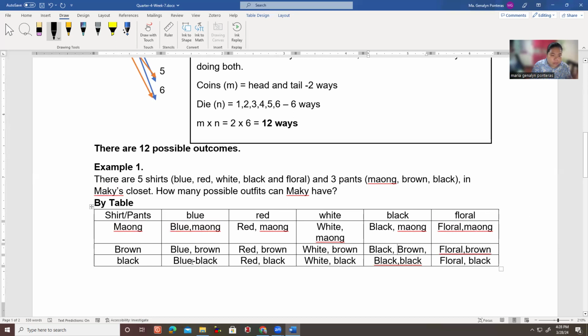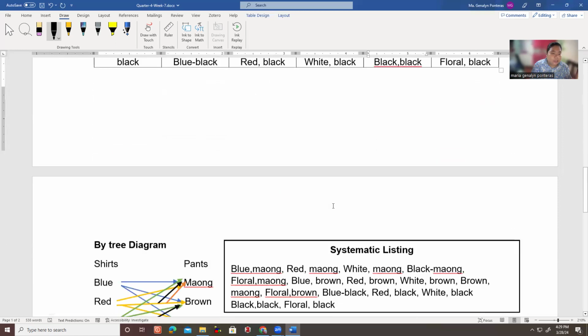Then the last one, black. Blue black, red black, white black, black black, floral black. So a total of 15 outfits. There will be 15 outfits that Maki can have, given that he has 5 shirts and 3 pants.